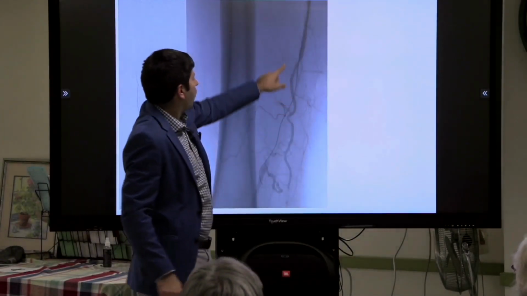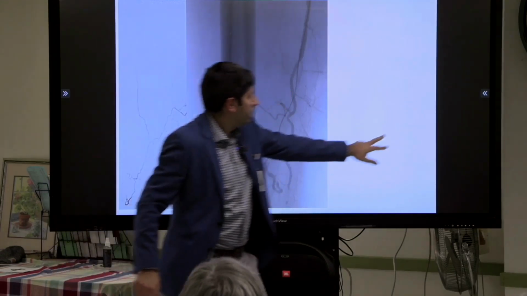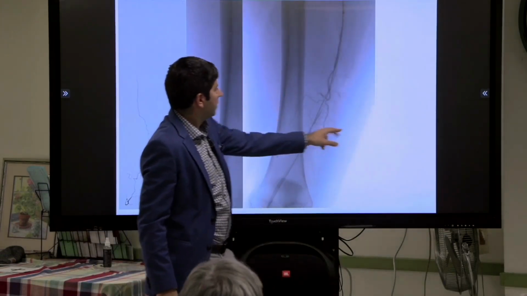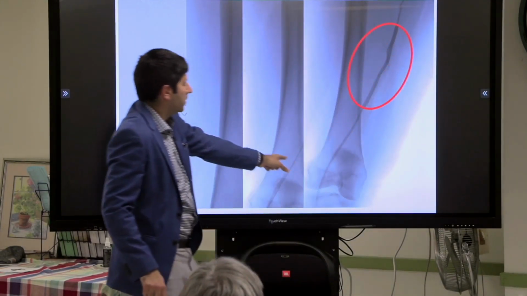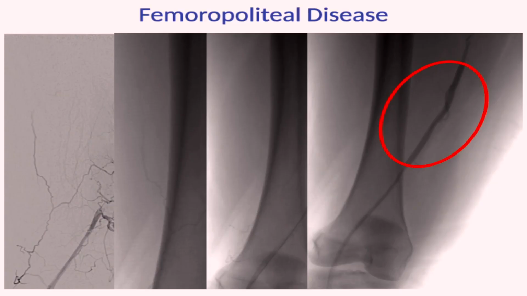So if we can get a wire through it, that will allow us to balloon it and then ultimately put a stent in. And now the blood flow has gone down normally. You won't see that sort of squirrely collateral blood vessel anymore.